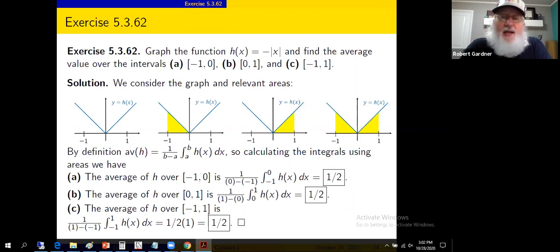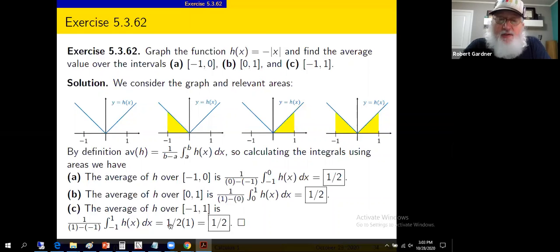On the interval from -1 to 1, a is -1, b is 1, so we'll have 1 minus -1, b minus a. The area now, this area is a half plus this area, total area under the curve, so 1/2 plus 1/2. The total area is 1. The coefficient is 1 over 1 minus -1. The coefficient's a half, and the value of the area is 1.